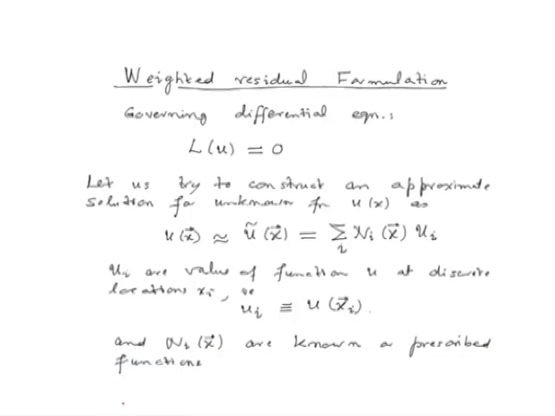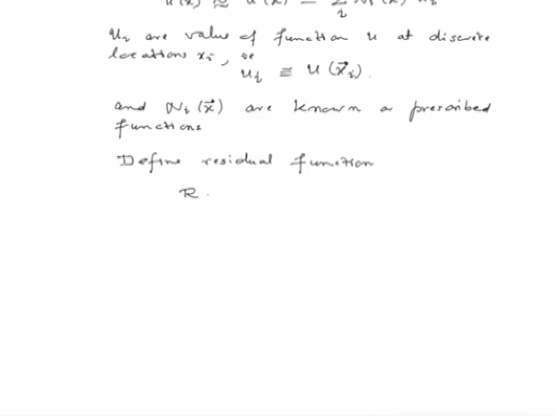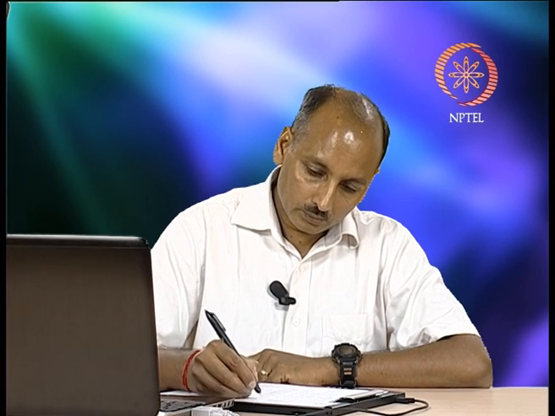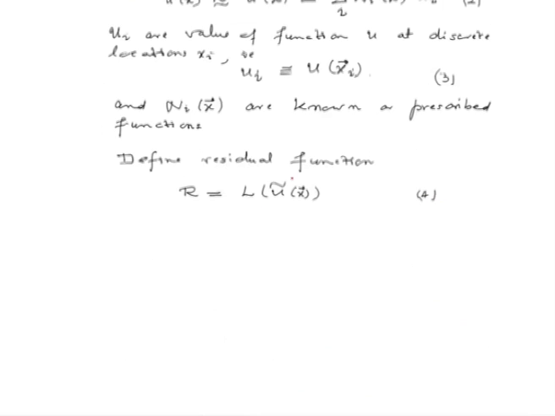We will define residual function R as L u tilde of x. U tilde is an approximate solution, it is not an exact solution. So when we substitute it in our governing equation, let us number it as 1, 2, 3, this is 4. Once we have substituted the approximate solution, we will get some residual, we will get some error. So this is also called error function. But since error function has a different connotation in mathematics, we will use the term residual function.